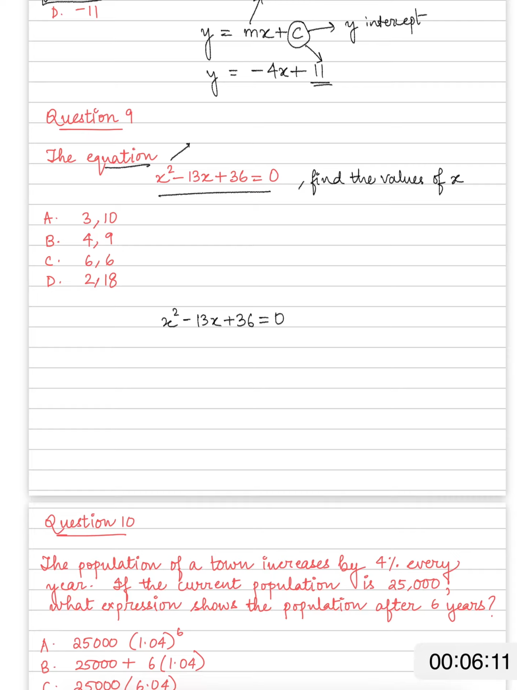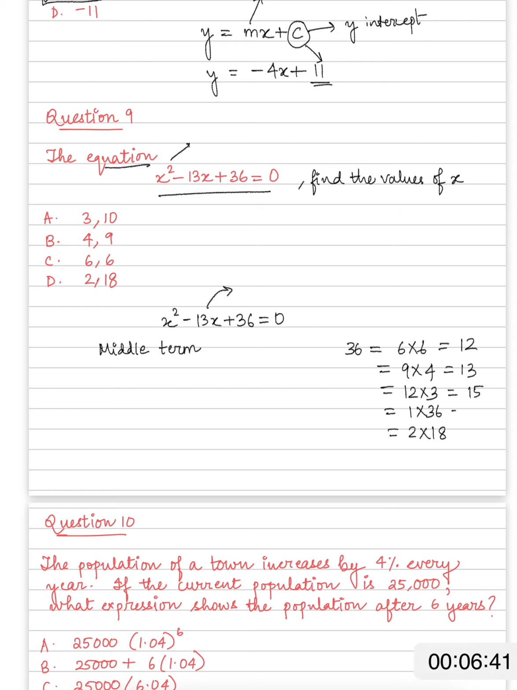Now for this, it's usually better to use the middle term formula. If you need more details, there are always videos on my channel which you can follow. So 36 is 6 into 6 or 9 into 4 or 12 into 3 or 1 into 36 or 2 into 18, isn't it? Now you have to add and get 13. This gives us 12, this gives us 13, this gives us 15, this gives us 37, this gives us 20. So this is our correct choice.